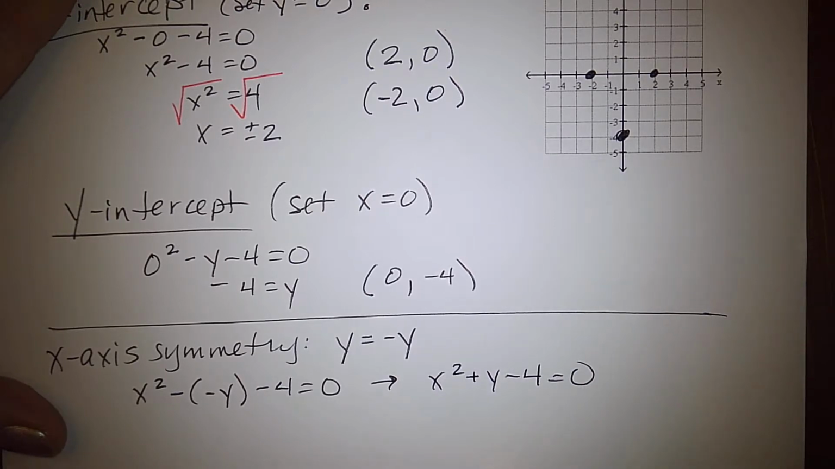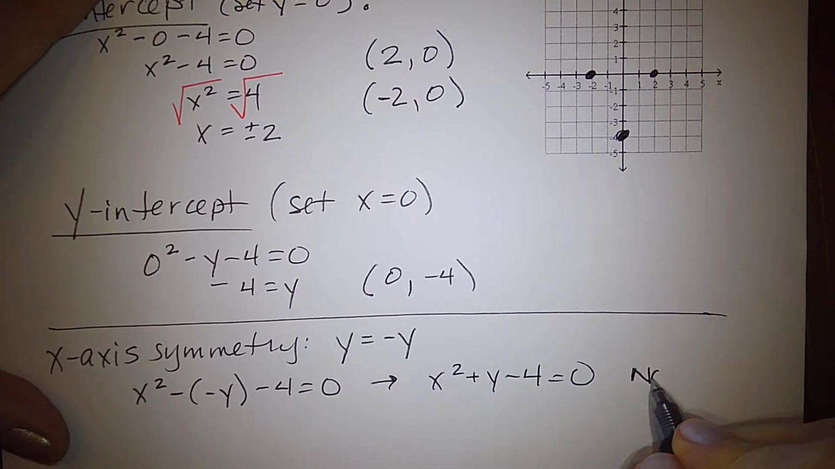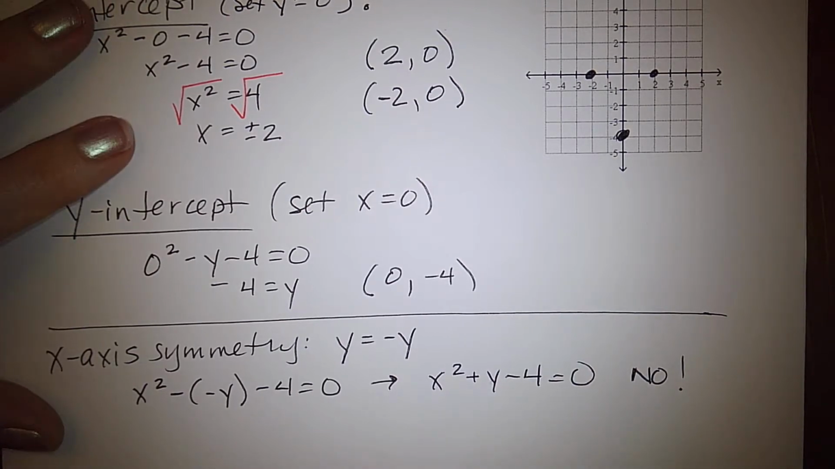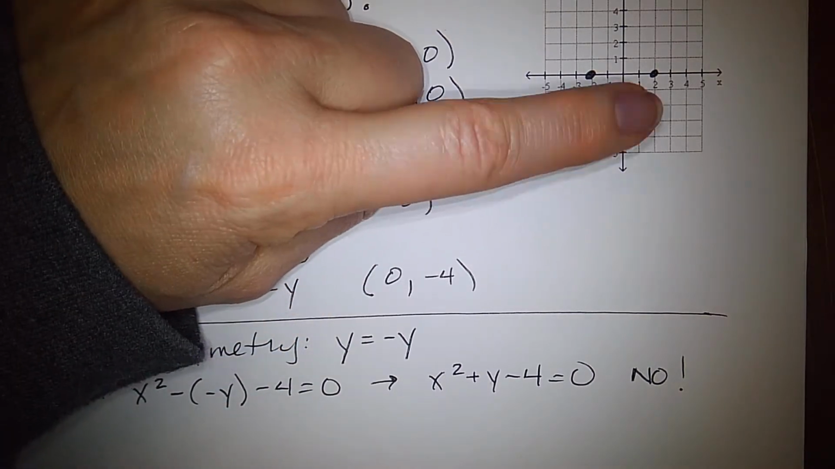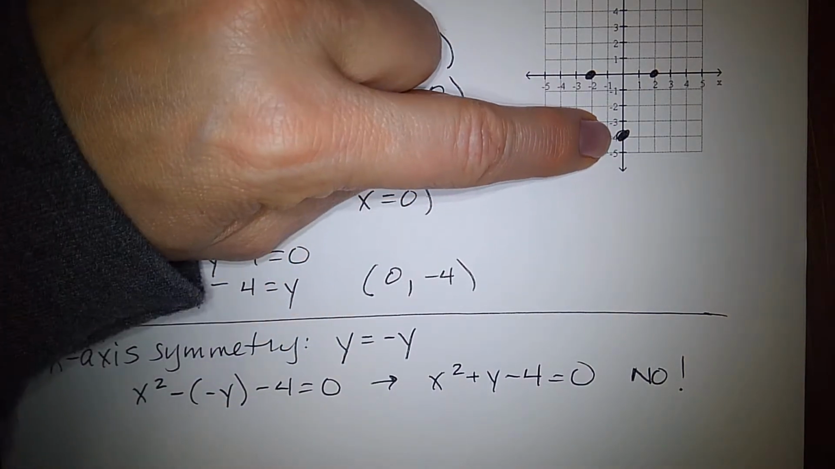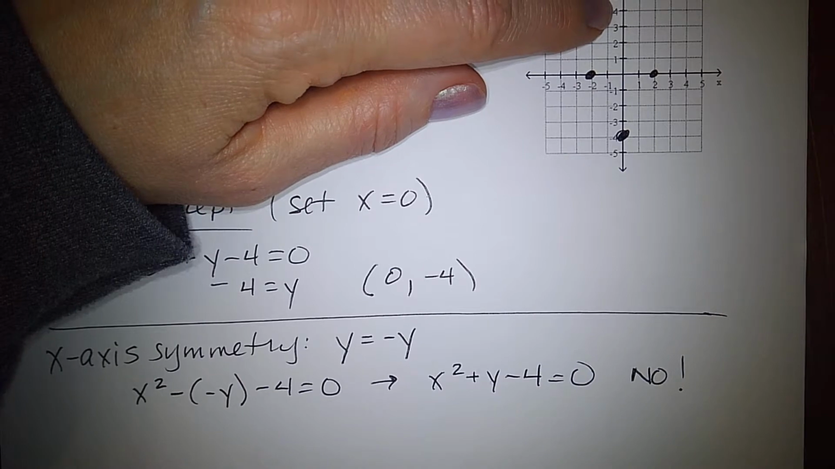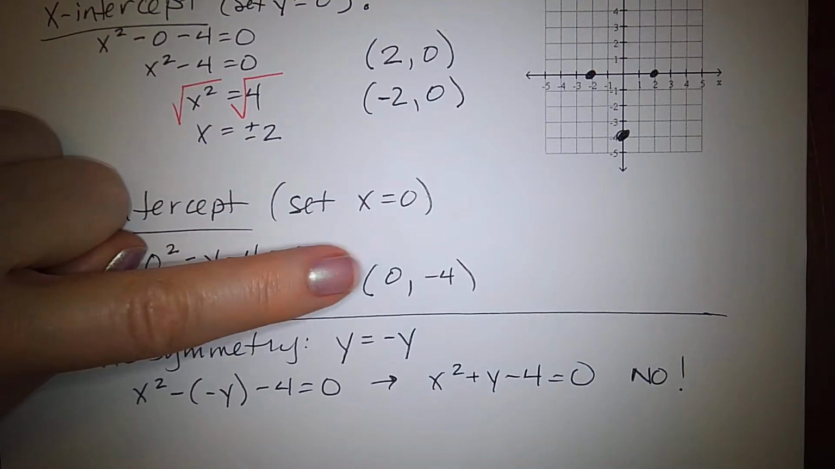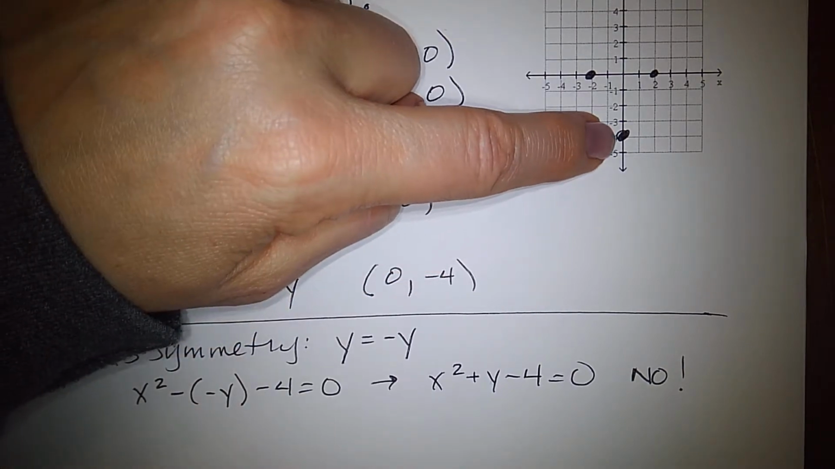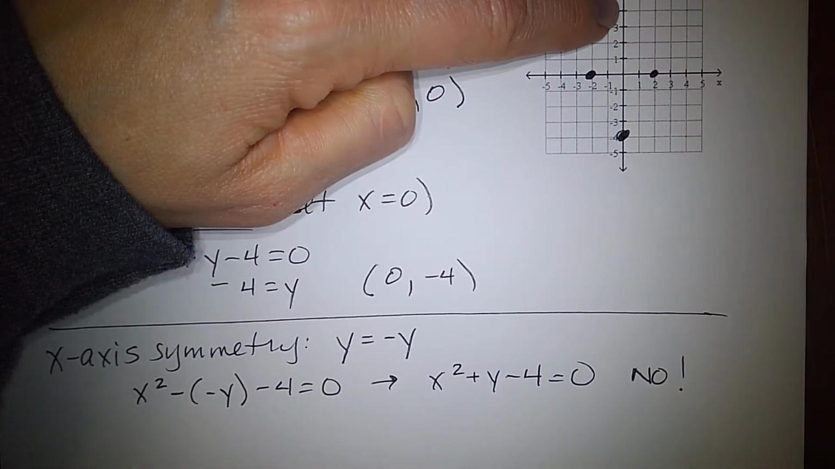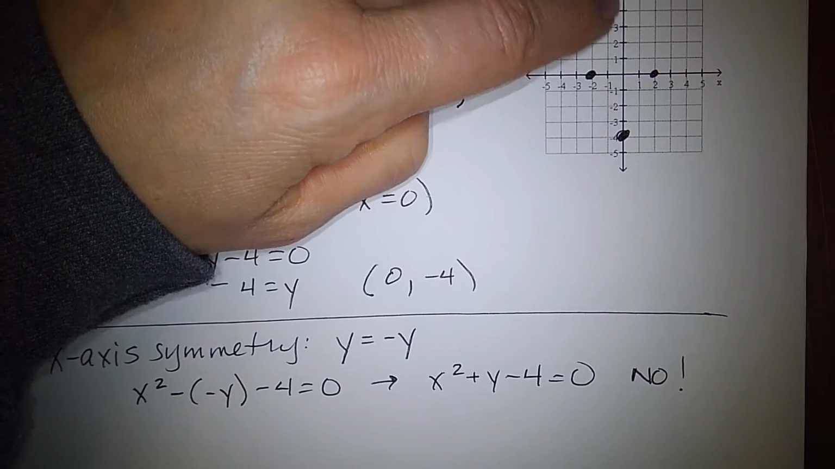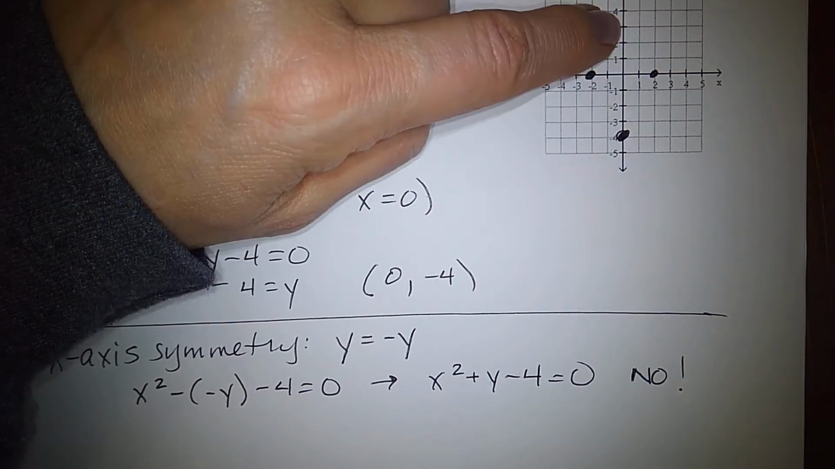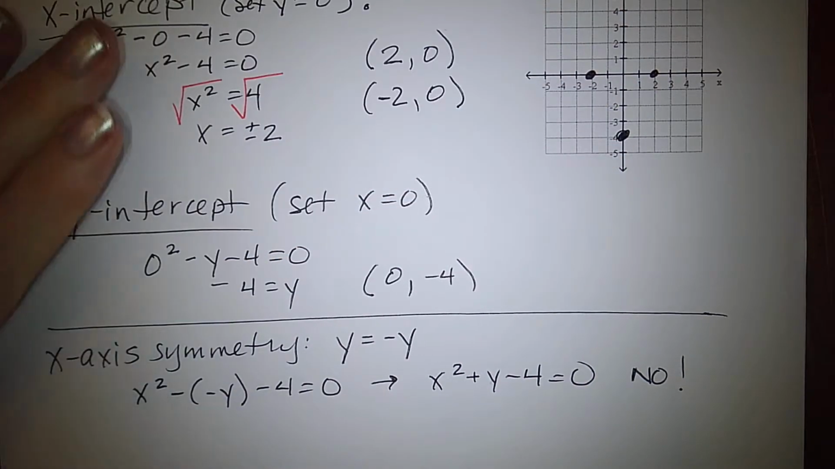And that is not the same as what we started with, because the original one had a negative y in the middle position. So no, I do not have x-axis symmetry. And it's obvious here because this point, if it had x-axis symmetry, would have another point up here as another y-intercept up here at 4, but I didn't solve for that point. So I think that was pretty obvious that there was not going to be x-axis symmetry because these points don't have a symmetry point on the other side of the x-axis.